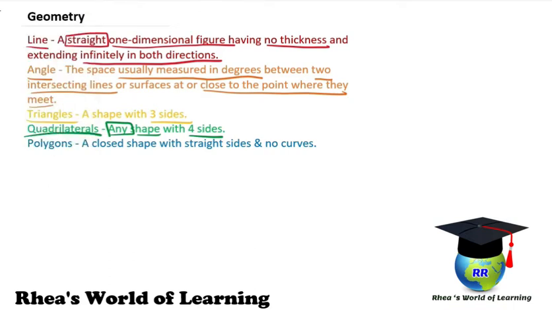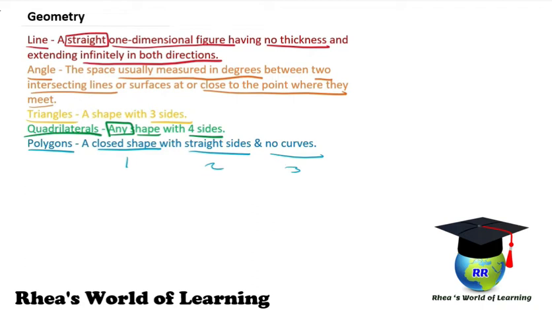Now we're going to go on to polygons, which is what we're going to be focusing on in this video right now. Polygons are a closed shape with straight sides and no curves. Let's take an example. Let's say a square. You need all three of these. Is it a closed shape? Yes. Does it have straight sides? Yes. Does it have any curves? Nope. So that is a polygon. That can be classified as a proper polygon.